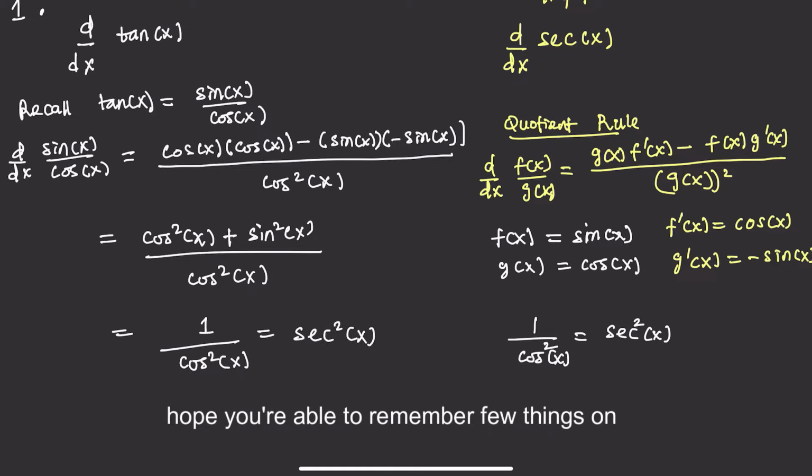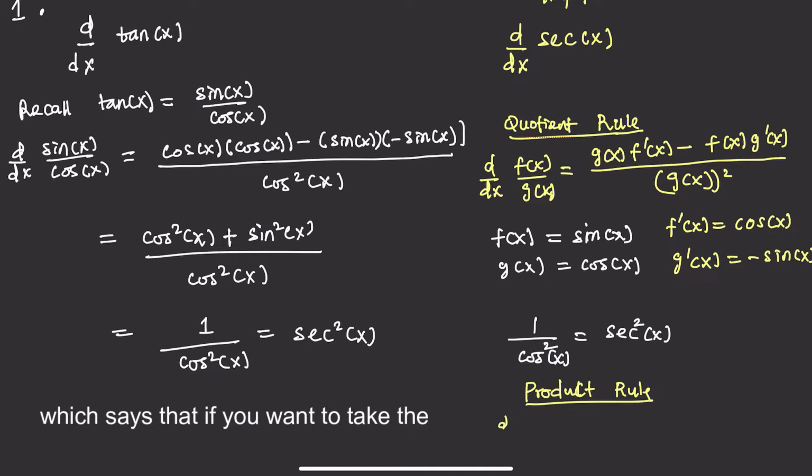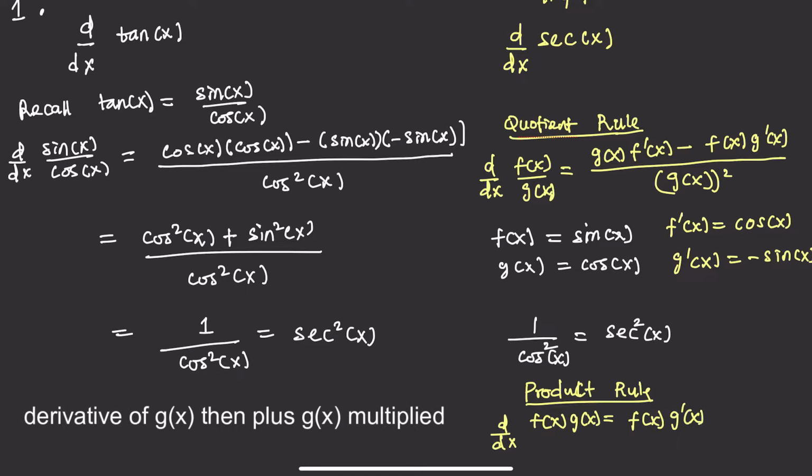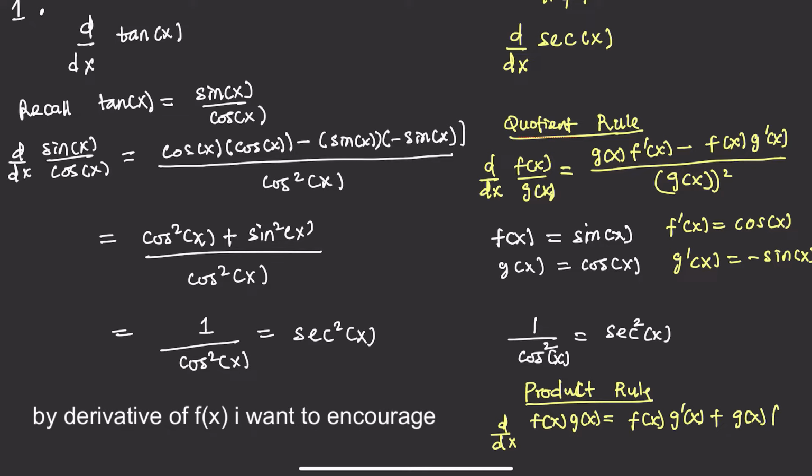So I hope you're able to remember a few things on taking derivatives. The most important thing you have to remember here is the quotient rule. How do you take the derivative when you have a function divided by another function? You use the quotient rule. Another one I would like to remind you of is the product rule, which says that if you want to take the derivative of a product of two functions, you're going to have f of x multiplied by the derivative of g of x, plus g of x multiplied by the derivative of f of x.